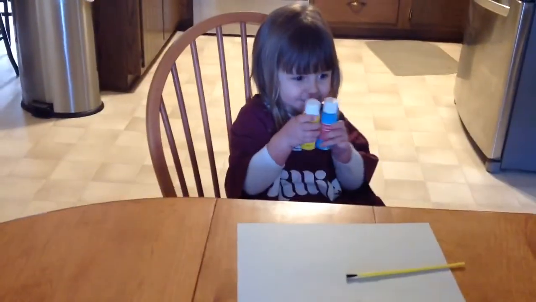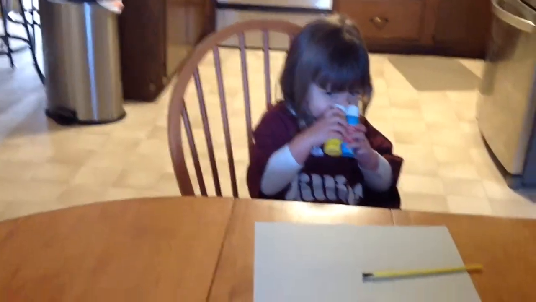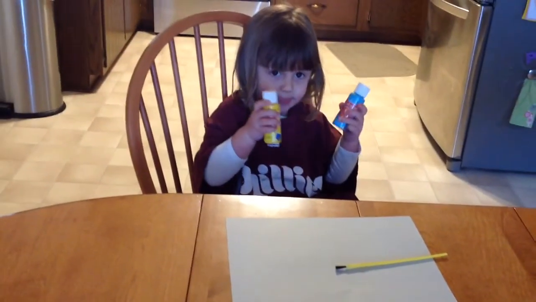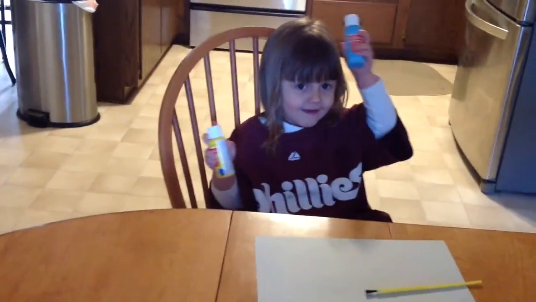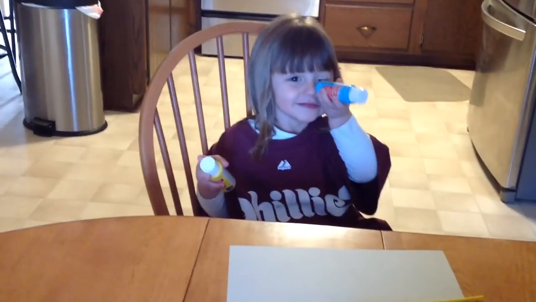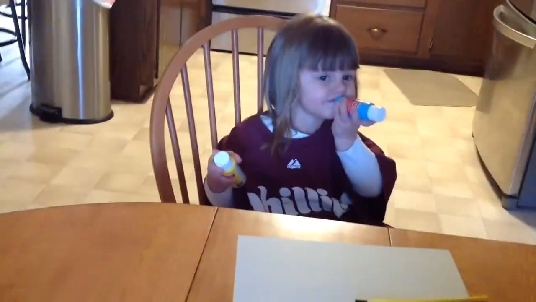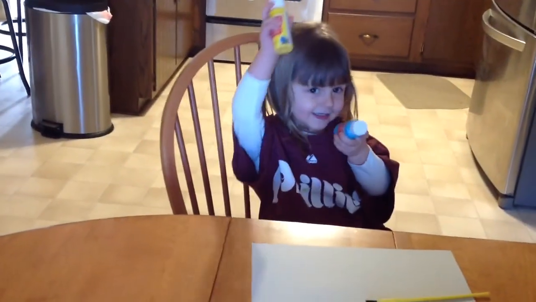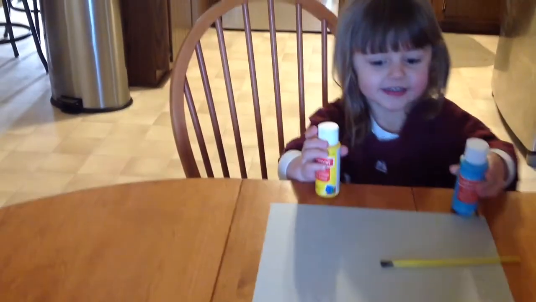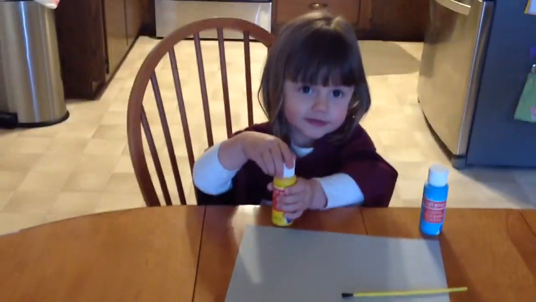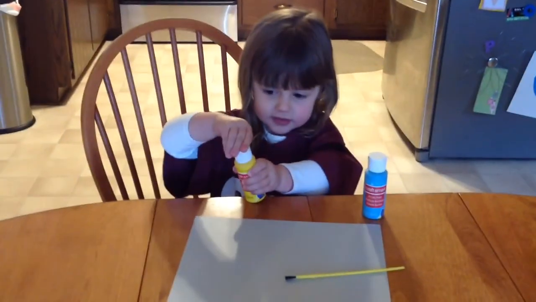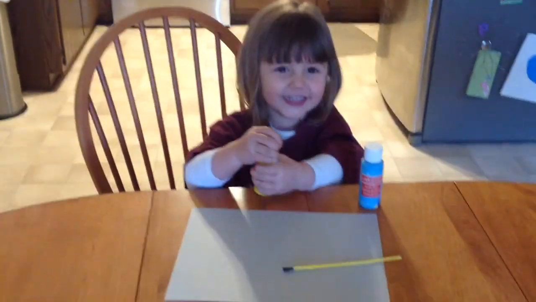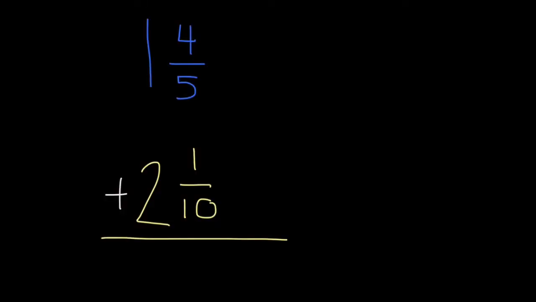Addison is going to mix 1 4/5 ounces of blue paint and 2 1/10 ounces of yellow paint. How many ounces of paint will Addison mix together? And what color is it going to be? Green and purple. Here's my problem from the paint situation.